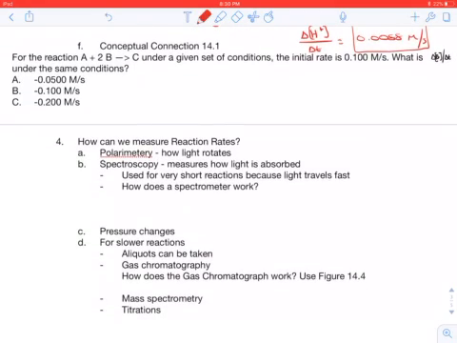So our conceptual example there, for the reaction of A plus 2B goes to C under a given set of conditions, the initial rate is 0.1 molarity per second. What is delta B over delta T in the same set of conditions? So we're just going to divide that by 2. So our answer should be A. All right? Because we know that that is for 1.